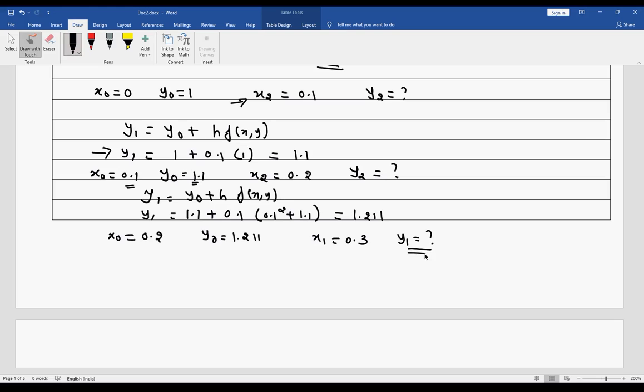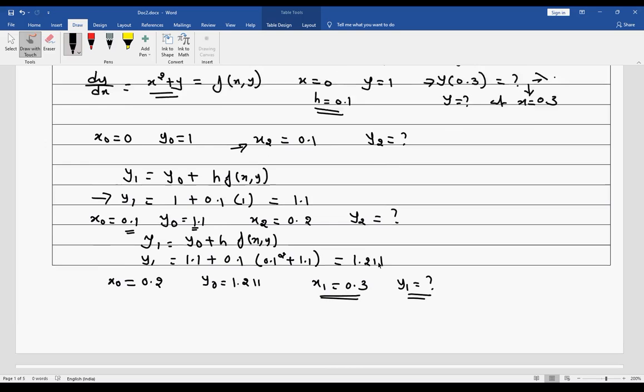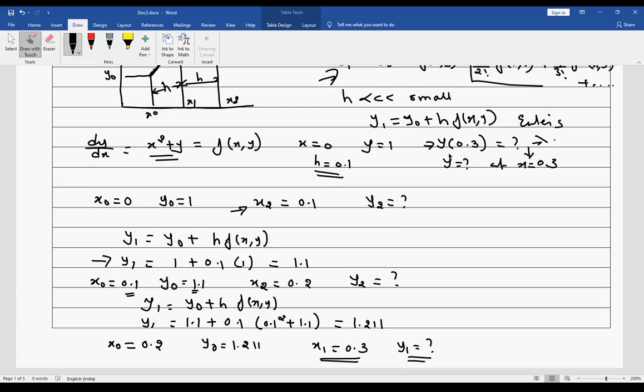So here at this location we are going to stop because x1 is 0.3. Okay, so that we have to find out y of 0.3. So here in this case we have to stop now. This is my last step that I am going to do.